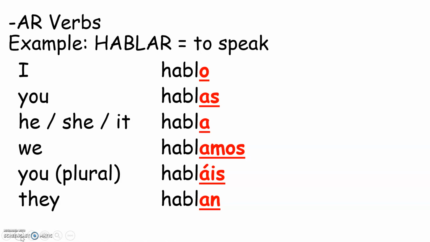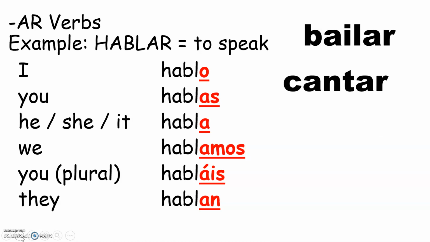So as I've showed you here, this is the example of hablar, to speak. And I've said to you, if you know this and memorize this pattern, then you can apply these verb conjugation patterns to other verbs within the AR group. So here's a few more to try out. Bailar, to dance. Bailo, bailas, baila, baila, baila. Bailamos, bailáis, bailan. Cantar, to sing. Canto, cantas, canta, canta, canta. Cantamos, cantáis, cantan.